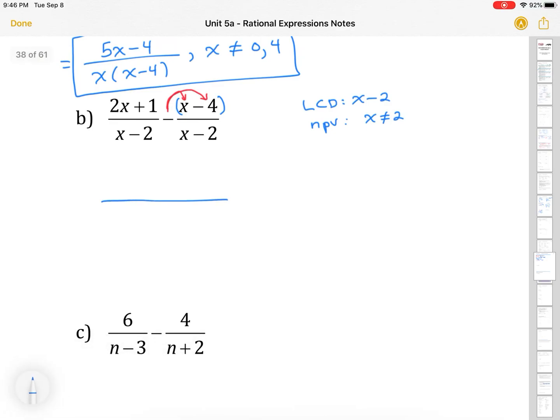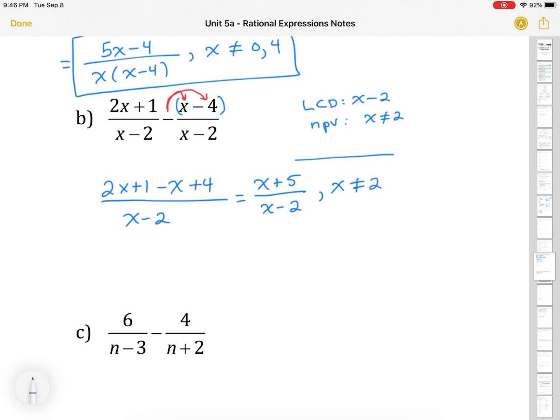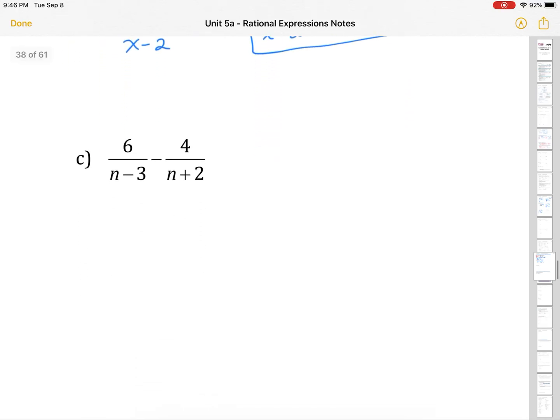So when I write this out, it's all over x minus 2. I have 2x plus 1 minus x plus 4. And all I did was multiply everything in the brackets by that negative 1, that minus sign. Now I'm going to simplify it. So I have 2x minus x, which is x, and 1 plus 4, which is 5, all over x minus 2. And my non-permissible values, x can't equal 2. So this would be my final answer. Fun, hey? So really take your time, do your steps, remember your rules for simplifying.